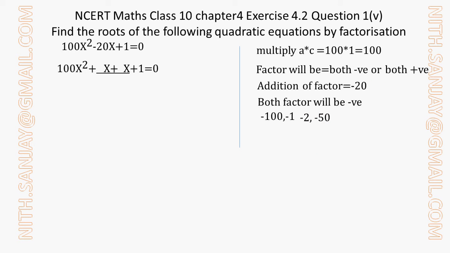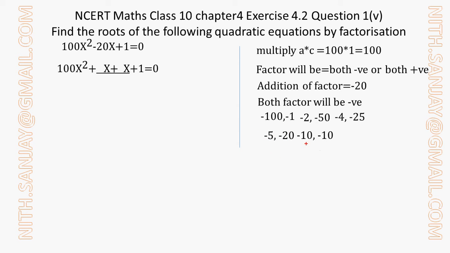I will take the next pair, minus 4 and minus 25. Again that will not add up to minus 20, so I have to reject this because it is not satisfying the condition. Then I will take the next pair. Again this has to be rejected because its addition is minus 25, whereas I need minus 20, so I reject this pair also. Now I will take the next pair.